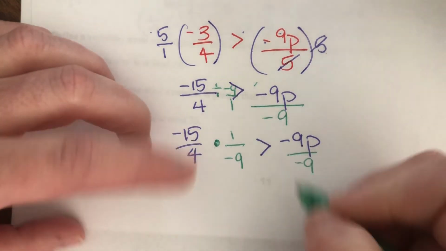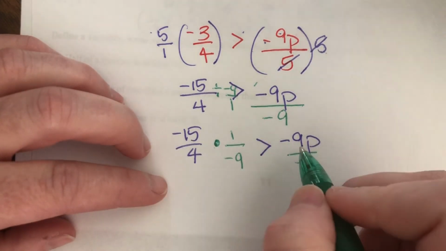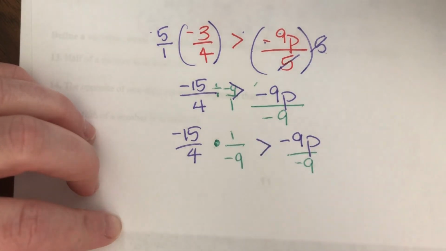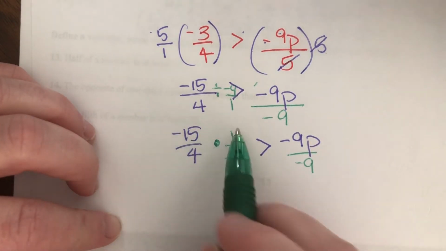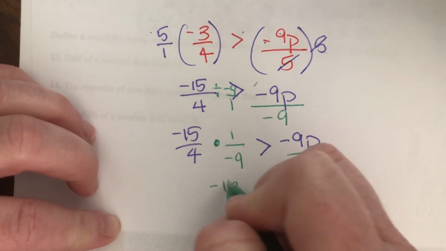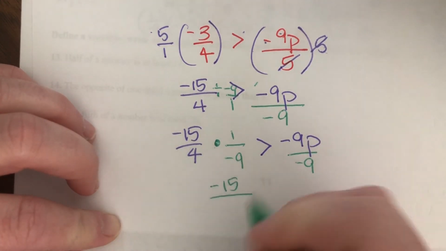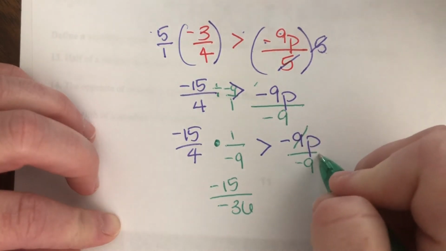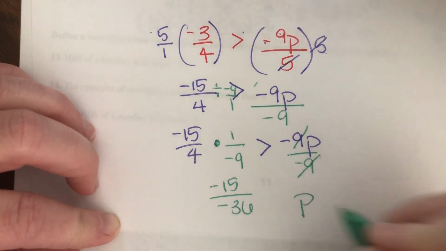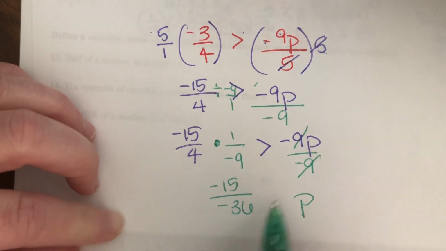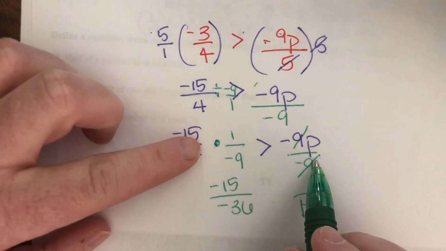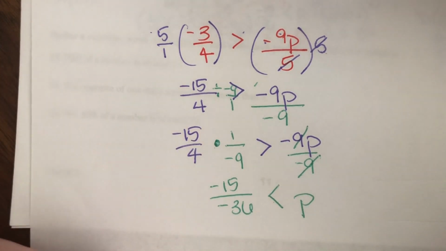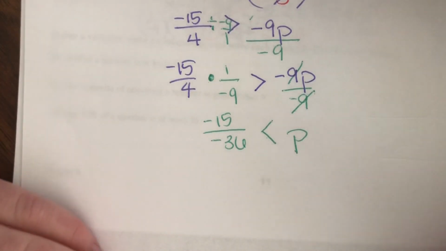Okay, so in this next step, when I actually multiply or divide, then I will flip my sign. Okay, so when I do this step, negative 15 times 1 is negative 15. 4 times negative 9 is negative 36. Over here, the 9s cancel, so I'm left with p. And when I bring my sign down, since I just did something with a negative number to both sides, I'm going to flip my sign. Okay, now it's kind of silly here because now I got to flip it again, right?